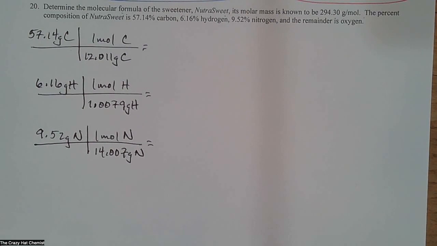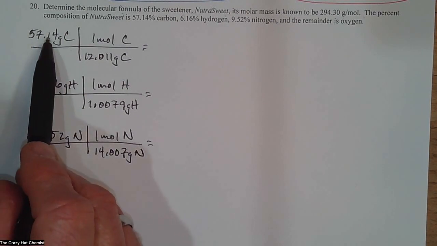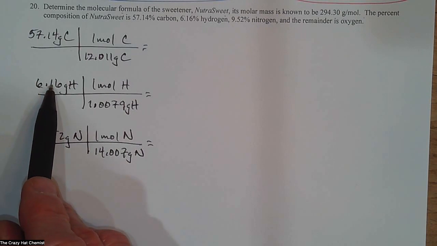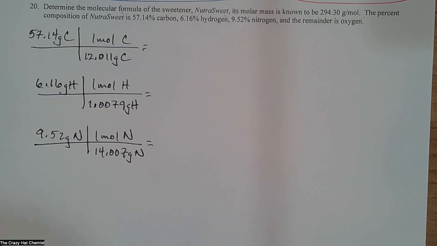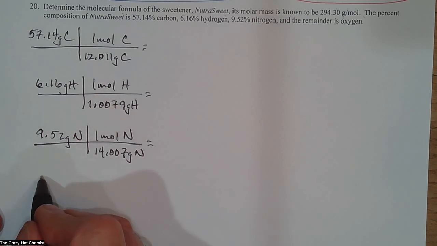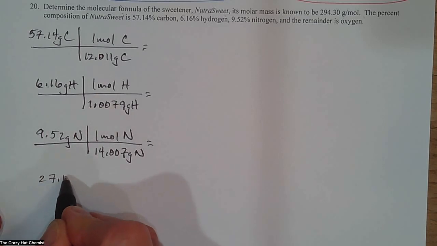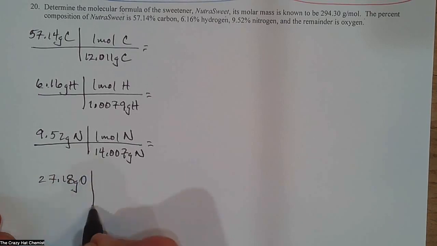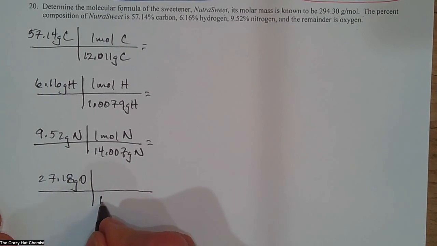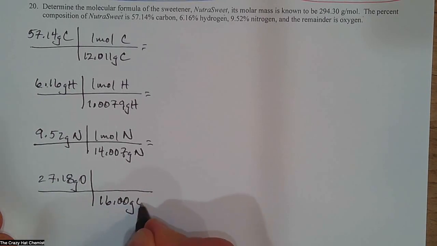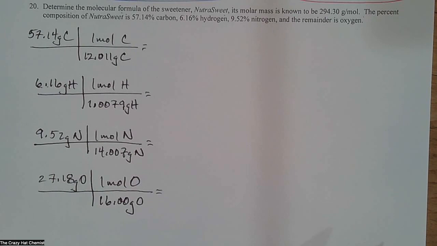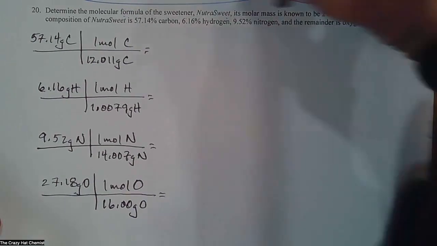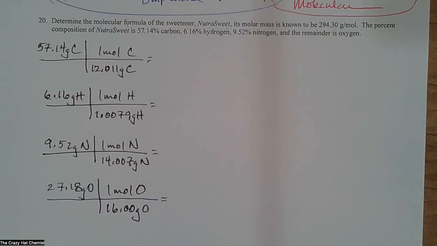And we're going to move this up so that we got all this on our page. Okay, fantastic. And then you're going to take 57.14 plus 6.16 plus 9.52 and subtract that sum from 100. You're going to get 27.18 grams of oxygen. And that's 16.00 grams of oxygen. That's the molar mass, 1 mole of oxygen. Okay, all right, fantastic. Here we go. Last problem, you can make it.